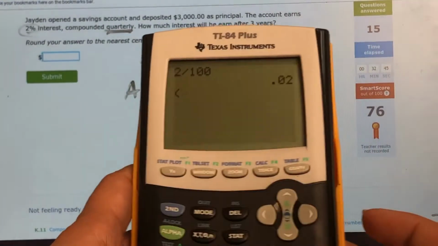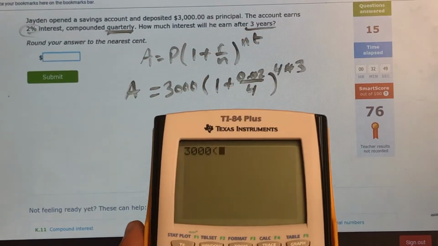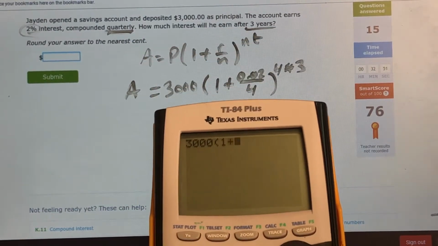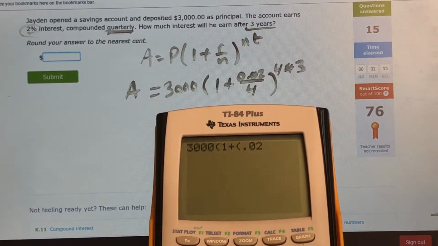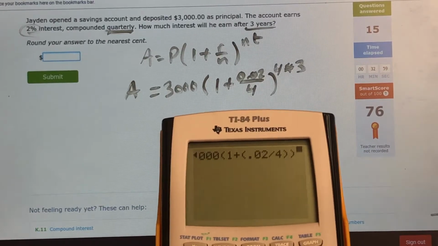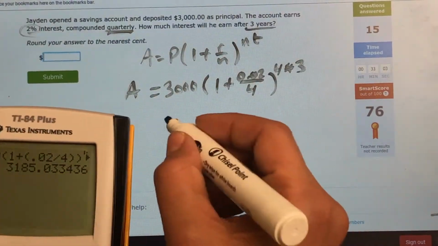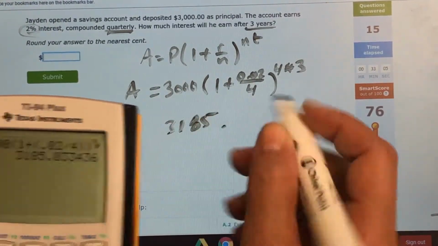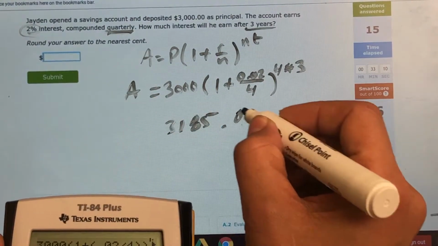So you go parentheses. Oh, you do not go parentheses. You go 3,000. Open parentheses. 1 plus, because it's a fraction, put that in parentheses. Divided by 4. Close the parentheses, close the original, raised to 4 times 3. Now that number right there is 3185 point, two numbers to the nearest cent. The 3 is not going to do anything, so 0.03.